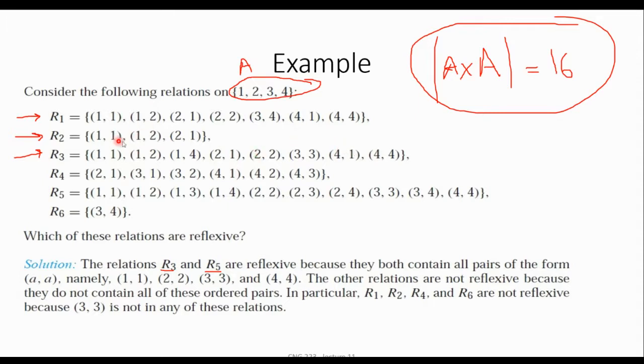For example, why is R2 not reflexive? (1, 1) is okay, but what about this one, (2, 1)? We don't have any (2, 2) pair inside this set. So this relation is not reflexive. Why is R1 not reflexive? Because I see (3, 4), but I don't see (3, 3) inside the same set. I think you got the idea. Also, R5 is reflexive because whenever you see, for example, 1, you also have (1, 1) inside the same set. It's very easy to detect them.